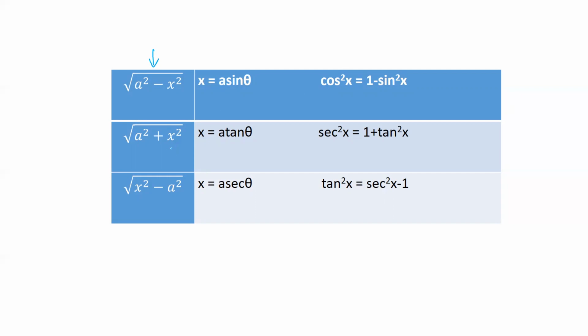If it's a positive, you're going to use a tan theta because of this identity. If it's x squared minus a squared, we're going to use a secant because of this identity. So this is something you just have to have memorized or understood. And essentially, it's knowing these 3 rules. So because we want it to look like this, you're going to use sine. This one, you're going to use tangent. This one, you're going to use secant.